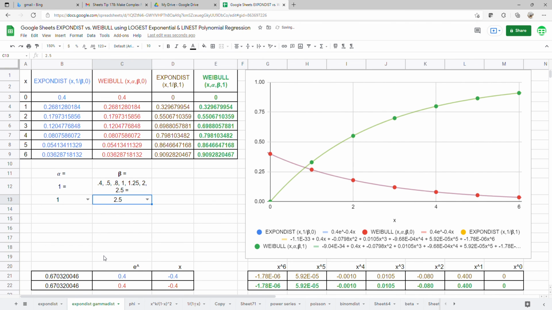So this completes the use of the Weibull and EXPONDIST, comparing EXPONDIST in the exponential distribution and the Weibull distribution function in Google Sheets.